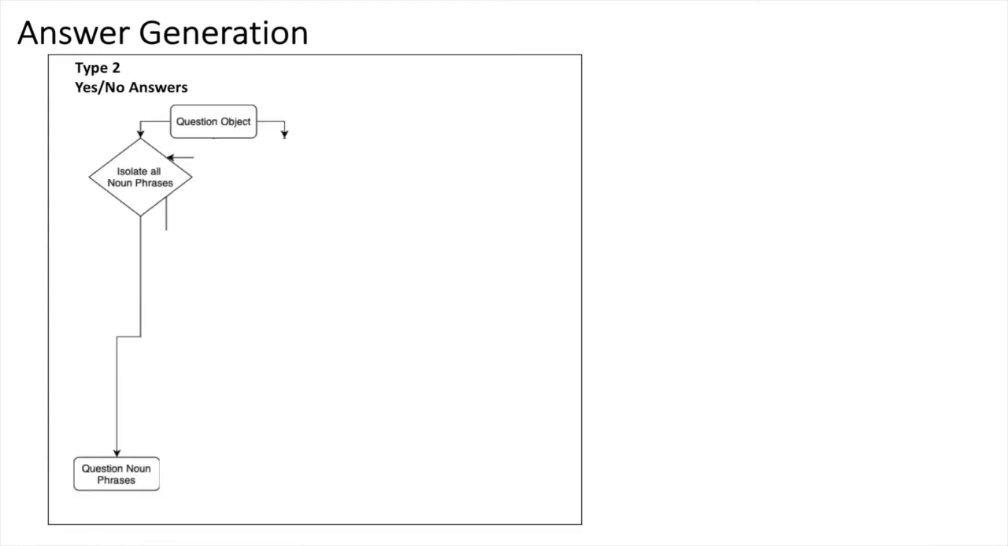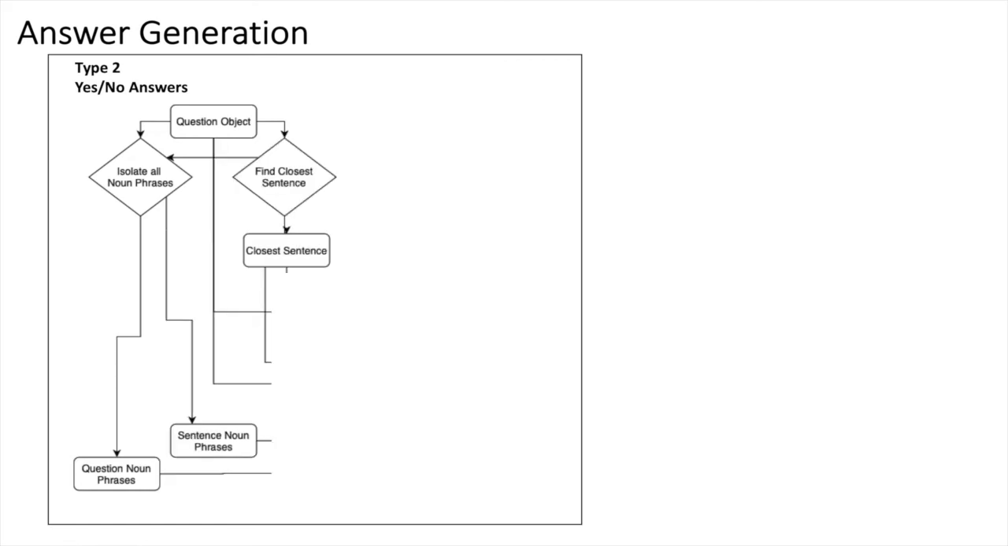The last and most involved answers are for true or false or yes/no questions. For this, we first take the question and isolate all of the noun phrases in it to obtain the question noun phrases. We also determine the most similar sentence in the document to this question and isolate its noun phrases to obtain sentence noun phrases. All of these units are then combined and passed through 3 tests.